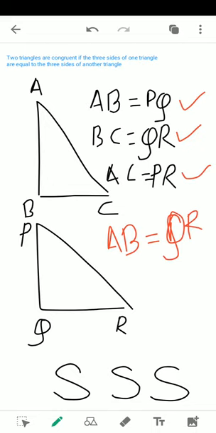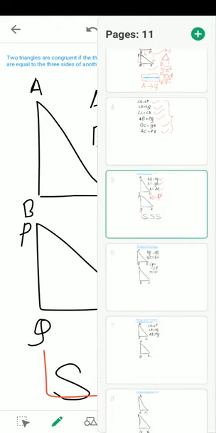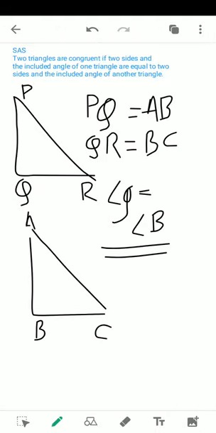So this condition is also known as SSS. That means side, side, side. If we can show that 3 sides are congruent, 3 sides are equal to each other, we can infer that those two triangles will be equal. Not equal, it will be congruent. So let us move ahead and discuss some more criteria.